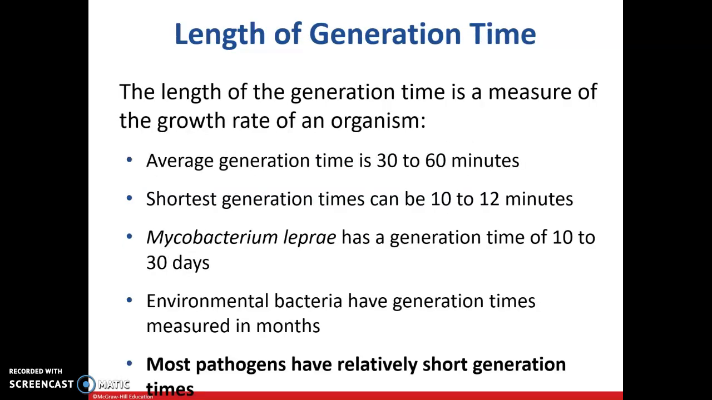So the length of generation time is a measure of the growth rate of an organism. So the average is 30 to 60 minutes. The shortest can be 10 to 12 minutes. Mycobacterium leprae has a generation time of 10 to 30 days. So it can be very short, it can be very long. Environmental bacteria have generation times that are measured in months, and most pathogens have a relatively short generation time. So the bugs that are going to affect patients, that are going to affect us, have a short generation time.